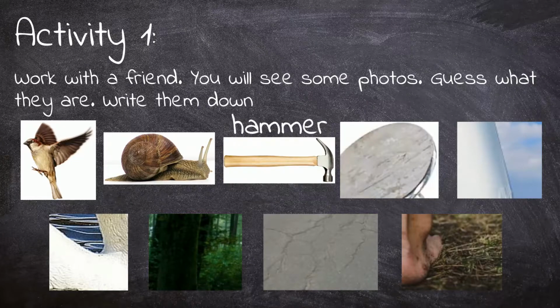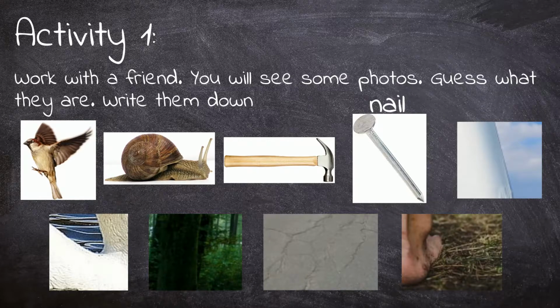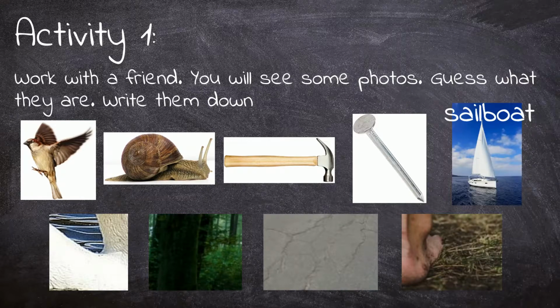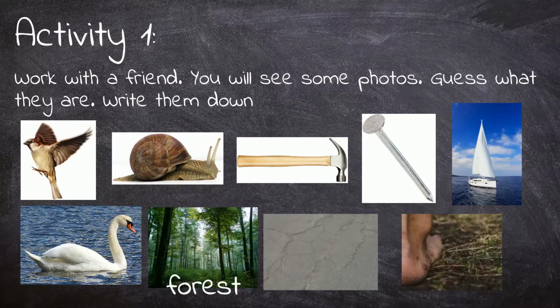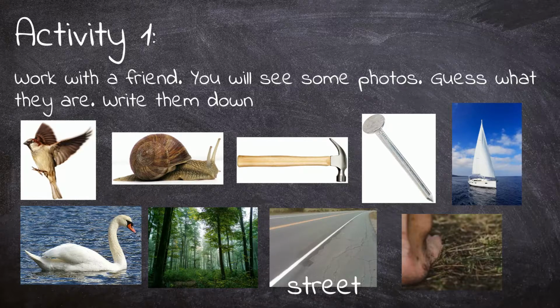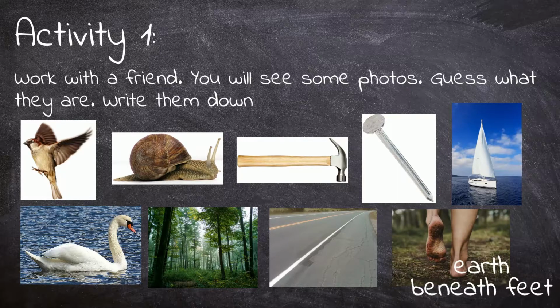And then the next one is a hammer. The next one is a nail. Then we have a sailboat. What do sailboats do? They sail away. Bye. Sail away. The next one is a swan. Then we have a forest, a street, and earth beneath feet. Earth. The dirt beneath feet.